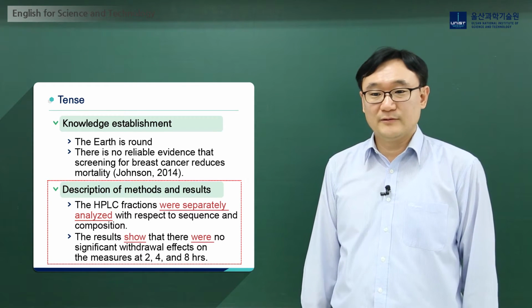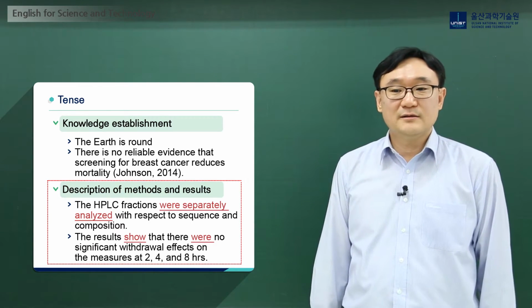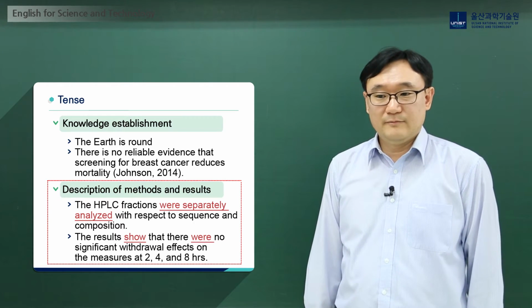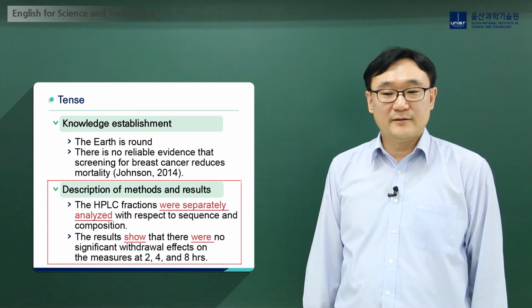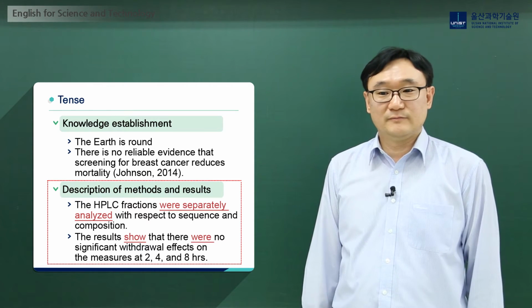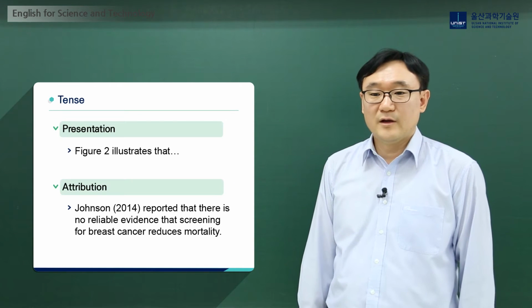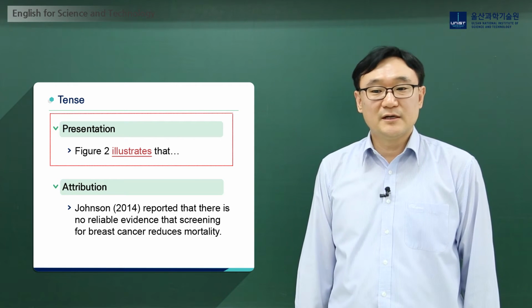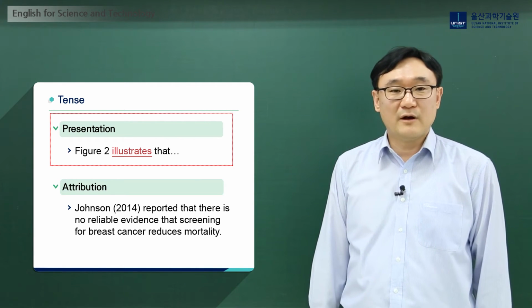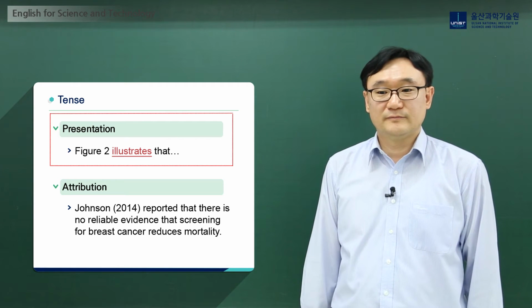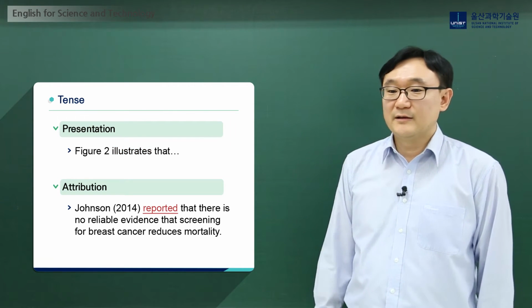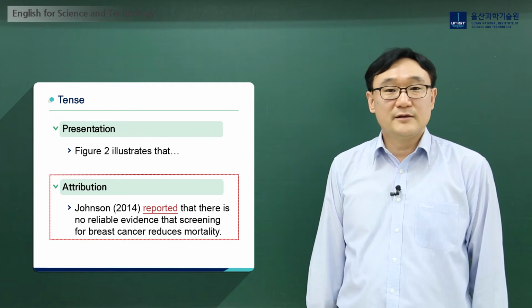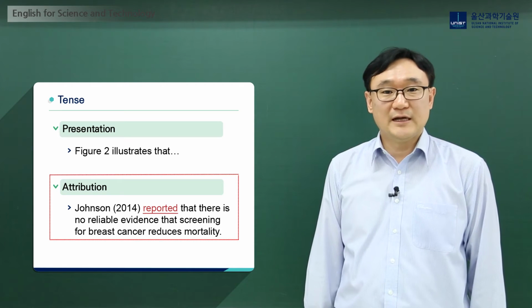The earth is round. The second set of examples are in past tense, in the description of methods and results sections. The third example is in present tense, presenting the results in figures or other graphical representations. Finally, the last example is in past tense, which delivers the attribution of a previous study.